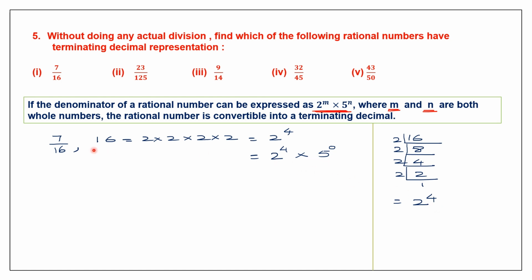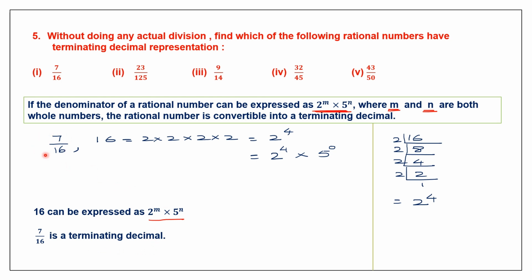That means we can express 16 in this form, that is the form 2 to the power of m into 5 to the power of n. Now, since we don't have any other number here, we can write 5 to the power of 0 because this is equal to 1. That means 16 can be expressed in this form, isn't it? Now, since 16 can be expressed in this form, we can say that 16 has a terminating decimal. So this whole rational number 7 by 16 is a terminating decimal. I hope you understood the steps.